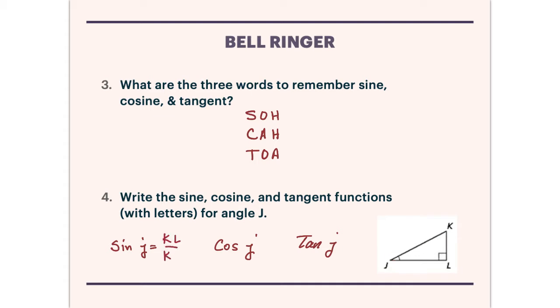The cosine of angle J is adjacent. It's our CAH, adjacent over hypotenuse. So JL over JK. And then finally, tangent J, TOA, so tangent is opposite over adjacent, so KL over JL. And there we go, sine, cosine, and tangent of angle J.